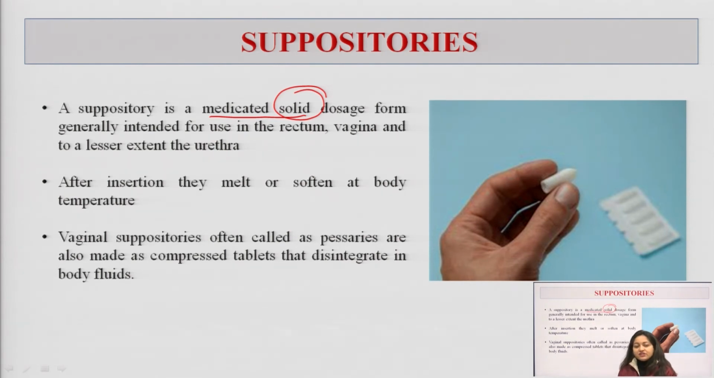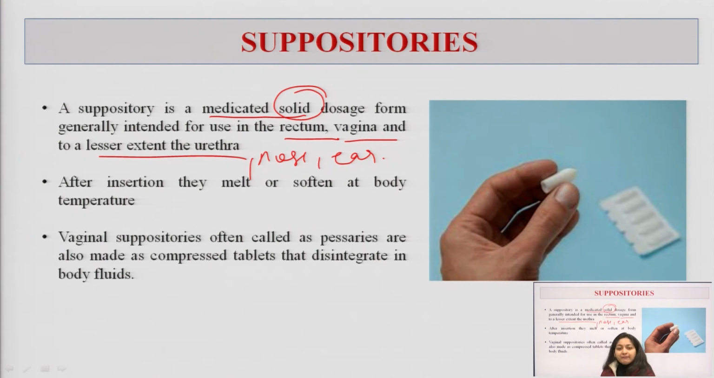When we hear the word suppository, it is often made to be inserted into a body cavity. That body cavity could be the rectum, the vagina, or sometimes the urethra. Apart from these orifices, suppositories are also inserted into the nose and sometimes into the ear. So, we can add nose and ear here as well. Suppositories are often made in order to be inserted into the body cavity.